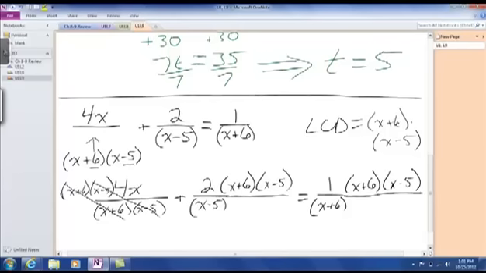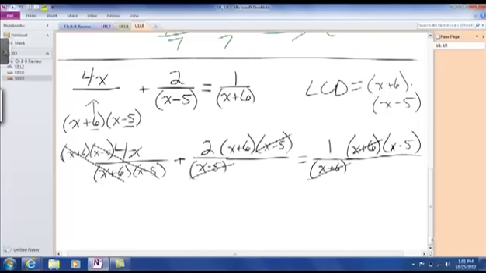Extend that fraction bar. Well, over here on this middle fraction, x minus 5's cancel out, and on this right fraction, x plus 6's cancel out. And I erase part of the fraction bar magically. I do not know why it keeps doing that. I'm not pressing the eraser button, I swear. Okay, so what do we have left? We have 4x plus 2 times x plus 6 equals 1 times x minus 5, which is just x minus 5.